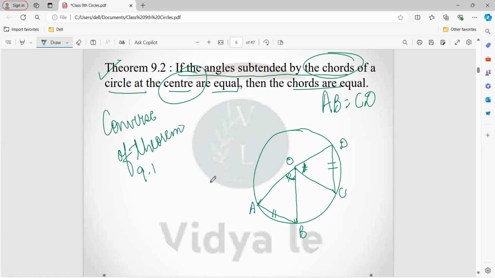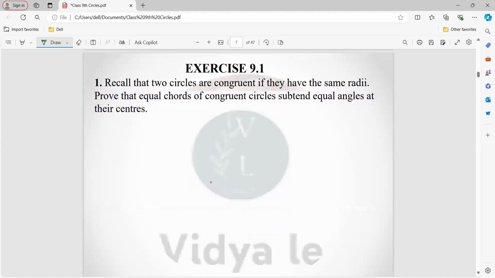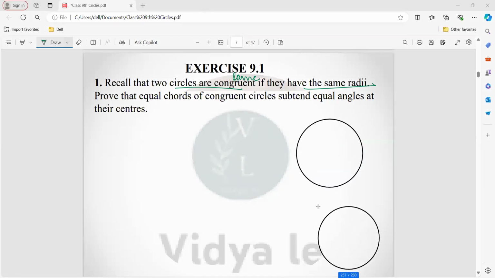Wonderful. Now, let's start the first exercise. Recall that two circles are congruent if they have the same radii. Congruent means same, so two circles are the same when they have the same radius. So let's draw the two congruent circles. This is one circle, and here I have taken another circle. These are the two congruent circles, because they have the same radius.